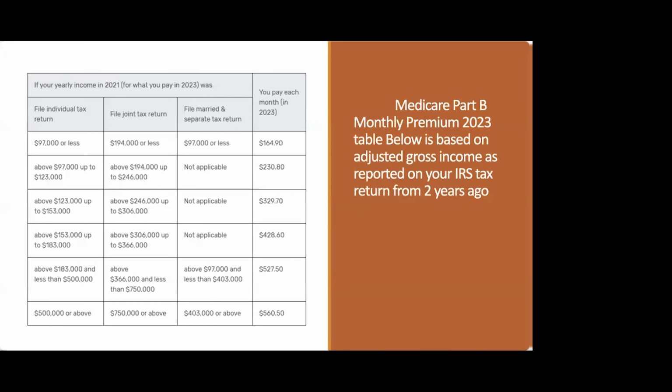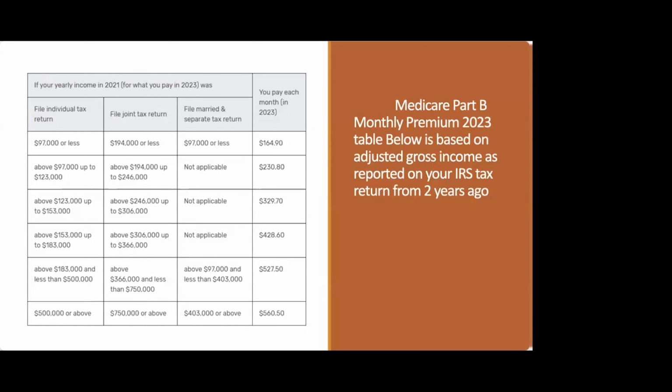So in 2021, we can see that first category. If you're filing an individual tax return and your income was $97,000 or less, all the way over to the right is the amount that you would have to pay for Medicare Part B. If your income is between $97,000 and $123,000, then your monthly amount for Medicare Part B would be $230.80 and so forth. So you can see how if your income is higher, then you have to pay more for Medicare Part B. That's just the way that it is. There is no way around that, unfortunately.